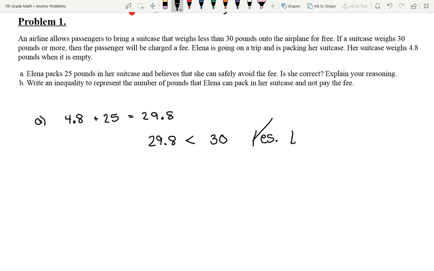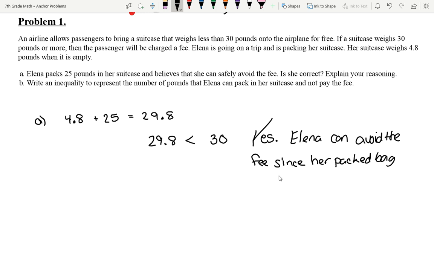Yes, Elena can avoid the fee since her packed bag is less than 30 pounds.